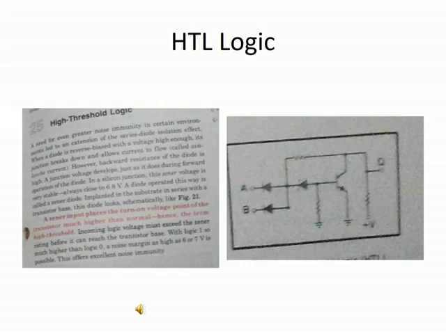When the applied voltage is higher than the Zener voltage level, the output conducts. So long as the applied voltage is less than the Zener diode level, the output does not conduct. That is the high threshold voltage. The Zener diode provides a threshold voltage, so we set the threshold voltage to prevent noise and provide immunity from the noise. So HDL logic is a noise-immune diode transistor logic, and we provide a Zener to prevent any noise.